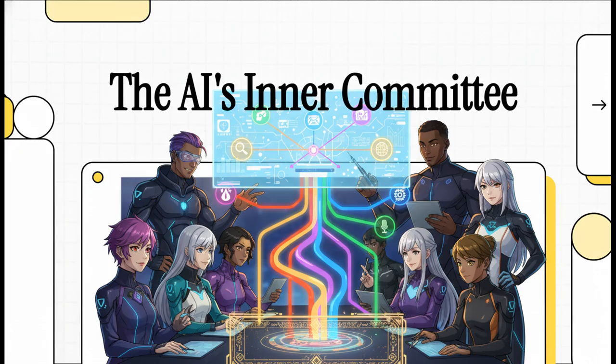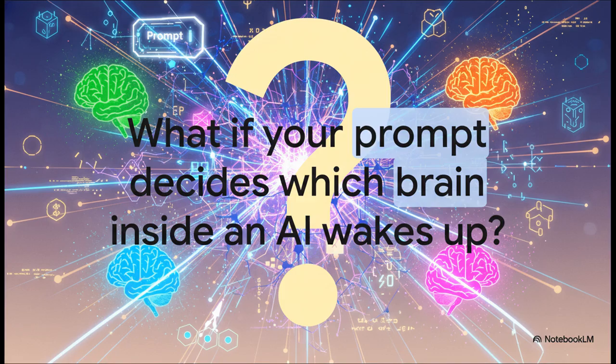Okay, let's do this. So let's start with a really powerful question. We all kind of think of a large language model as this one single giant brain, right? But what if that's not true anymore? What if when you write a prompt, you're not just asking a question, but you're actually deciding which part of the AI's brain gets to wake up and answer it? And look, this isn't some far-off sci-fi concept. This is exactly how today's most advanced models are working.